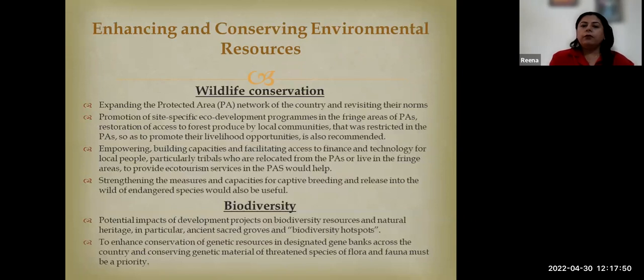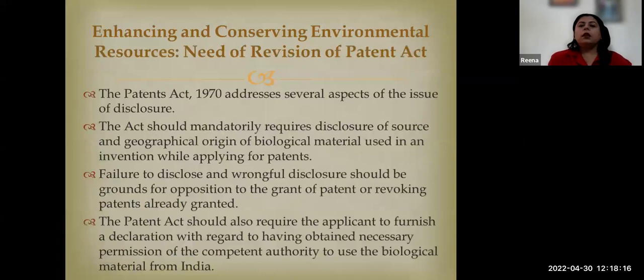Similarly, in wildlife conservation, there has been a strengthening of measures and capacities for captive breeding. For example, the zoos we have at the local level are basically doing captive breeding, and if the population increases, they release it into the wild. This applies to endangered species. Okay.